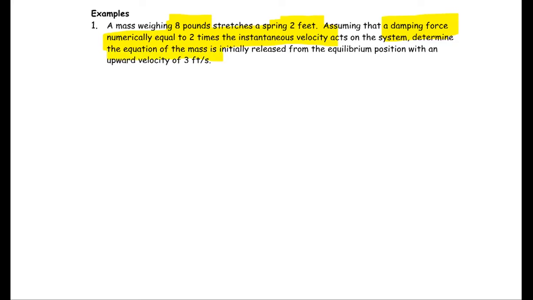We're going to find the equation of motion, initially released from the equilibrium position with an upward velocity. So the first part again tells you about the k, and that's the force. Stretch 2 feet, so F equals kx. That means 8 equals k times 2.